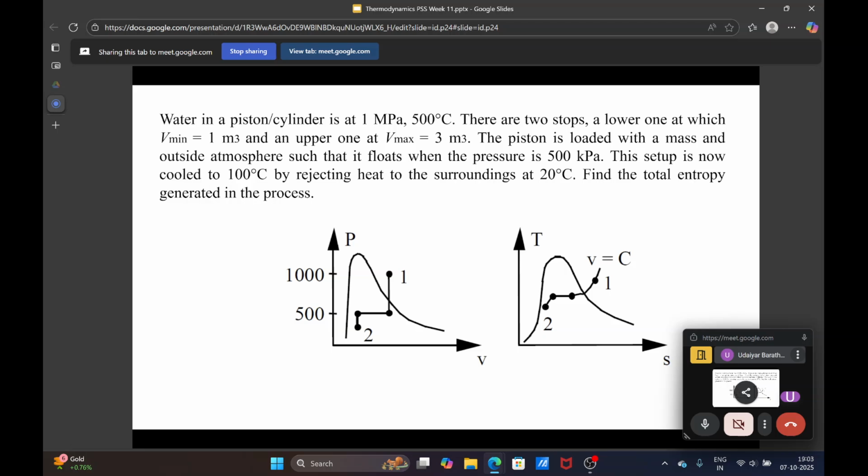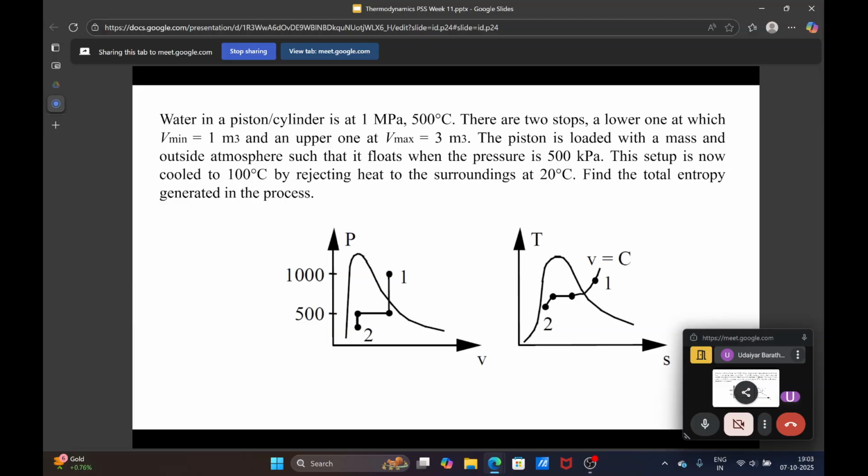So what is happening is your piston cylinder arrangement with two stops, one with a volume of 3 meter cube and another with a volume of 1 meter cube. Initially the piston is loaded with a mass and outside atmosphere such that it floats when the pressure is 500 kilopascal. So when your pressure inside is 500 kilopascal, the piston will start moving. That's what they say. So the mass and the outside pressure balance a pressure of 500 kilopascal. That is given, and the setup is now cooled to 100 degrees Celsius by rejecting heat to the surrounding at 20 degrees Celsius.